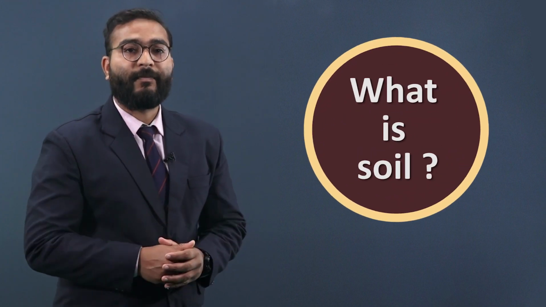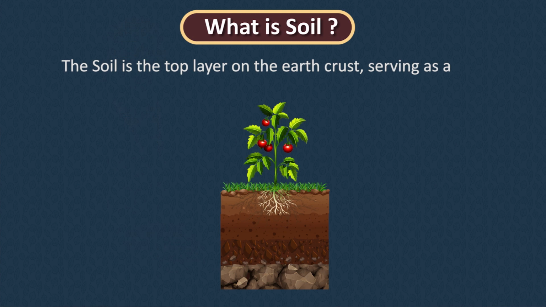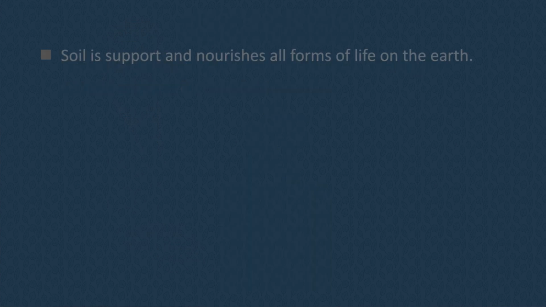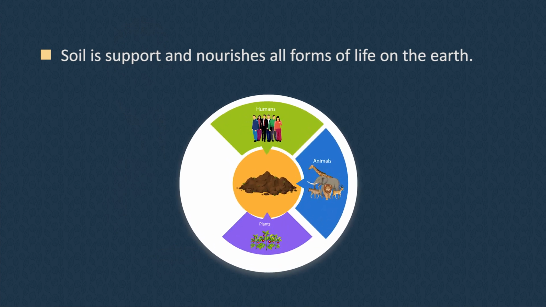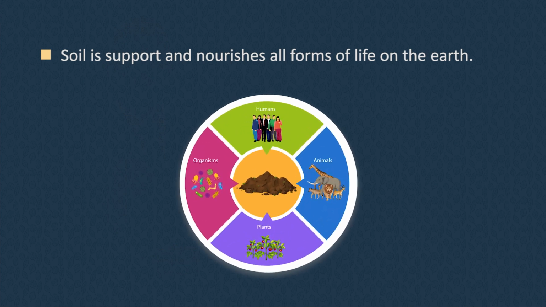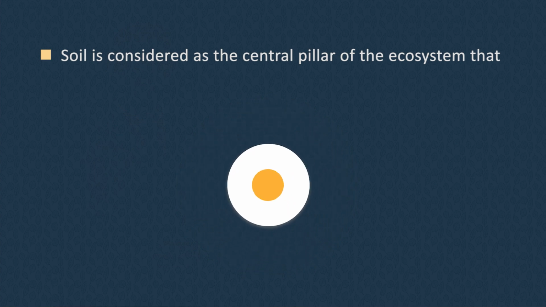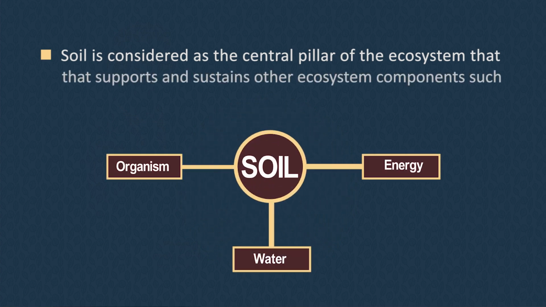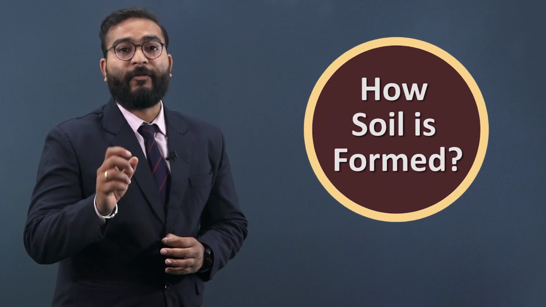But there is a question in your mind, what is actually soil? Students, let us understand soil from the definition. Soil is the top layer of the earth's crust, serving as a natural medium for plant growth. Soil supports and nourishes all forms of life on the earth. Soil is also considered the central theme of the ecosystem that supports and sustains other ecosystem components such as organisms, water and energy.